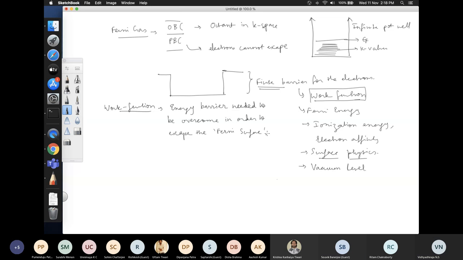You're right. But what would happen is finally, when the electron comes out, the easiest thing is to take it out of the surface. Okay. So we are asking, what is the minimum energy barrier needed to be overcome? Do you understand?